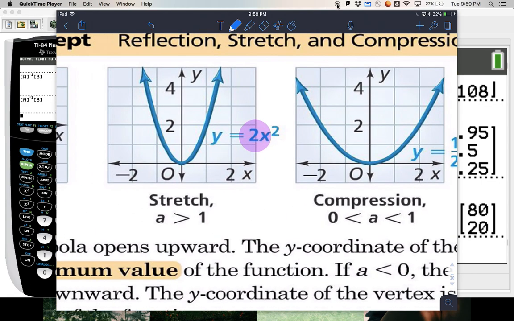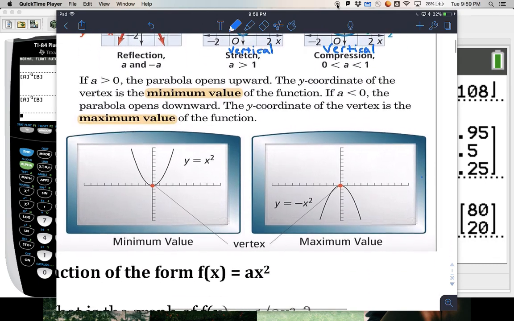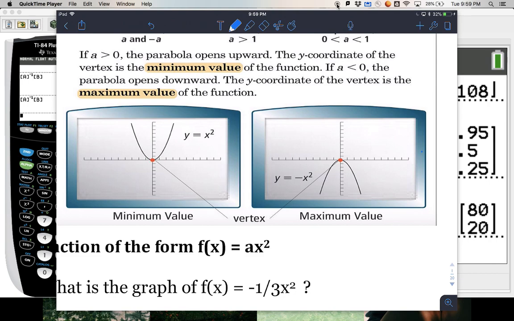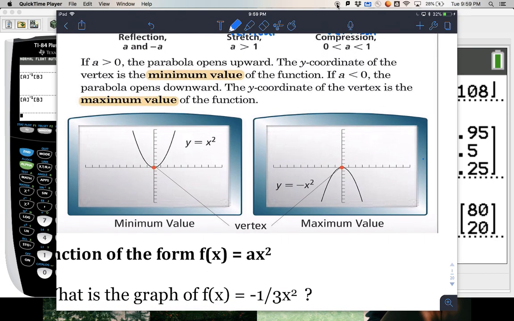And both of these are considered vertical here. That might even be good to add. So it's a vertical stretch and a vertical compression. Okay, and then notice if you have greater than 0 for your a value, that makes it open up. If it's less than 0, it opens down. We kind of saw that in that first example. But the vertex stays at the same spot. So, also minimum and maximum values, just like with the absolute value graphs, the minimum is the lowest y coordinate, and the maximum is the highest y coordinate of the function.